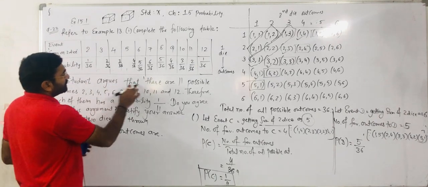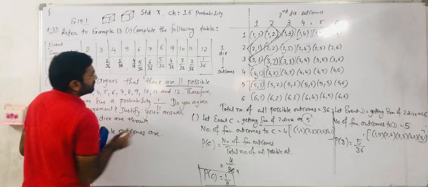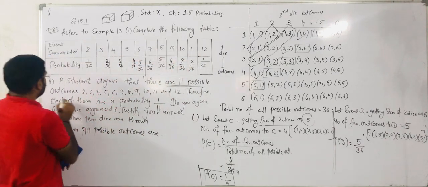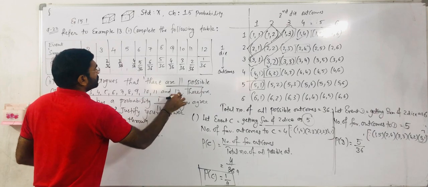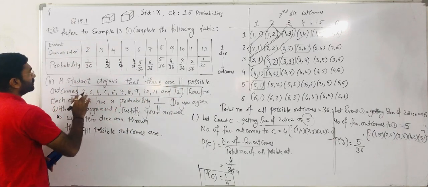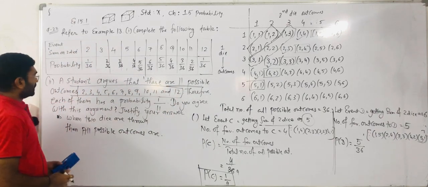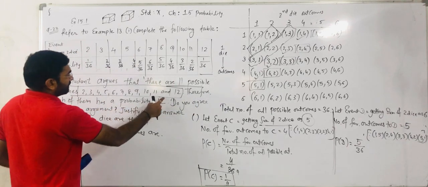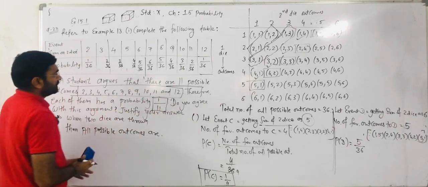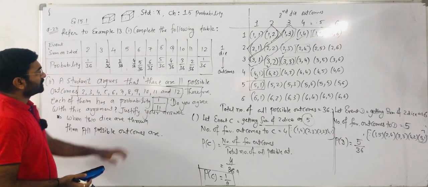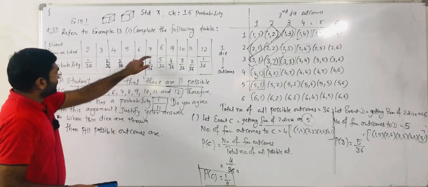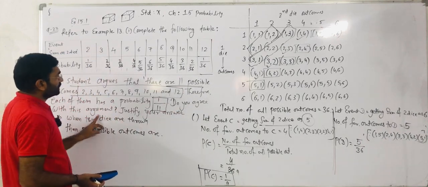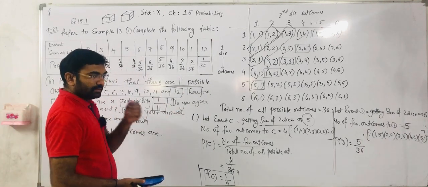Now the second question is given. Students argue that there are 11 possible outcomes. Which are the 11? 2, 3, 4, 5, 6, 7, 8, 9, 10, 11, 12. If you count, it becomes 11 outcomes. Therefore, each of them has a probability 1 by 11. Students say, here are 11 possible outcomes, so each of the probability we are getting is 1 by 11. Do you agree with this argument? Justify your answer.